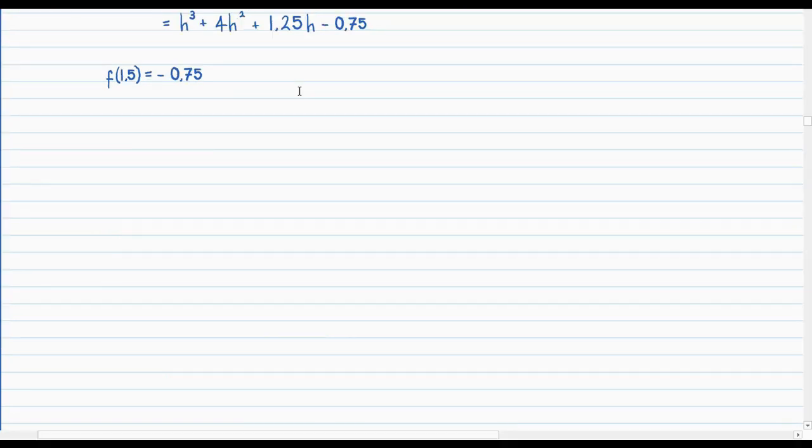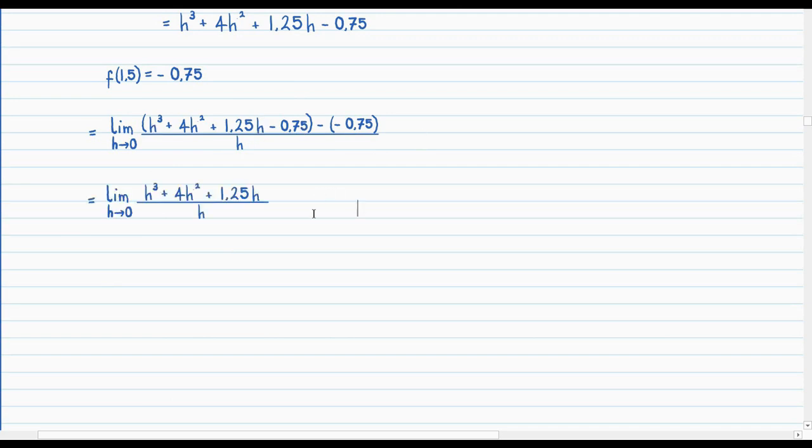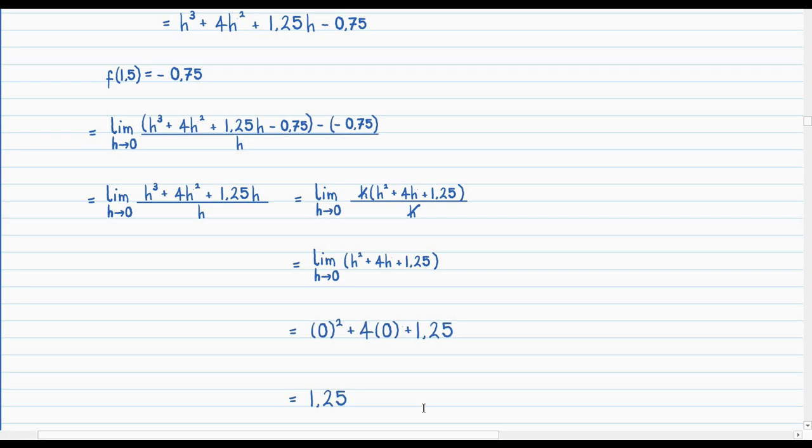So sub these all into the gradient equation, then the minus 0,75s will cancel off, leaving just these various h terms. Then you factor out h in the numerator, which cancels off with the denominator h, leaving h squared plus 4h plus 1,25. And since you've cancelled off the h from the denominator, you can now sub in h equals 0, finally giving the gradient as 1,25.